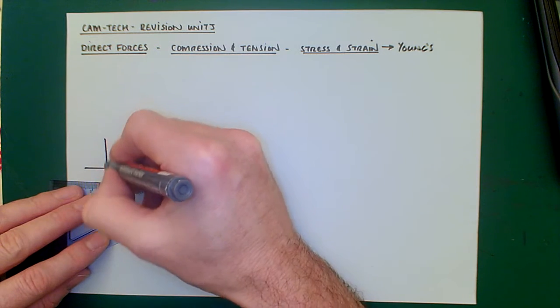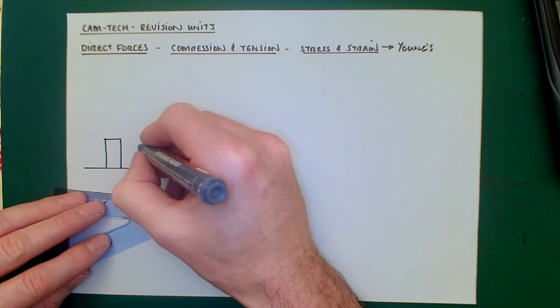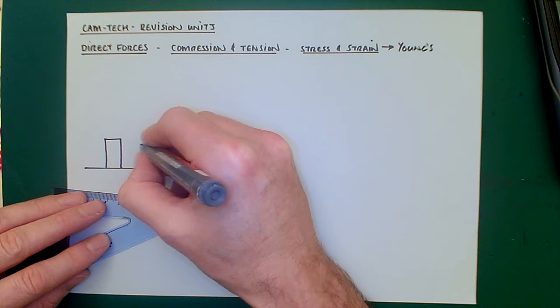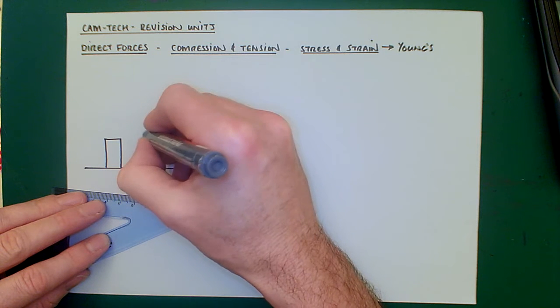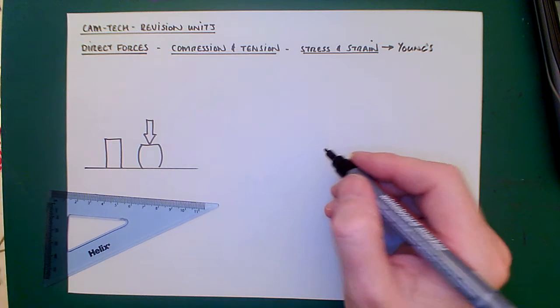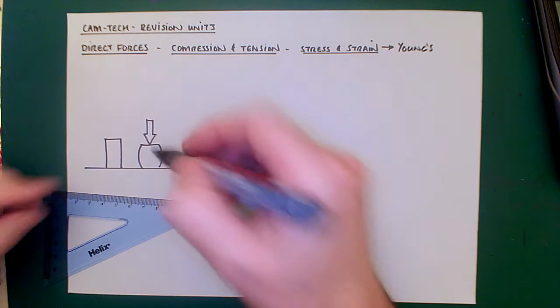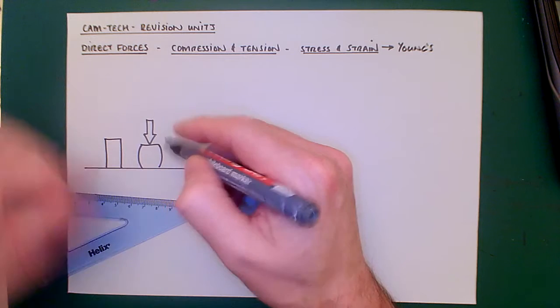When a material or an object comes under load, it can happen in one of two ways. It can be compressed, or squashed, if you will. And when it gets squashed, or it comes under compression, it tends to change its shape, it bows out.